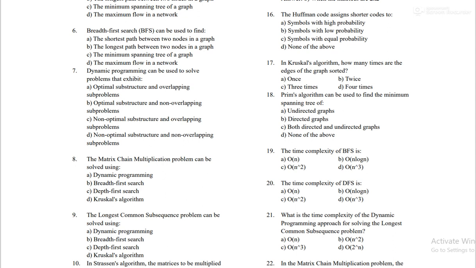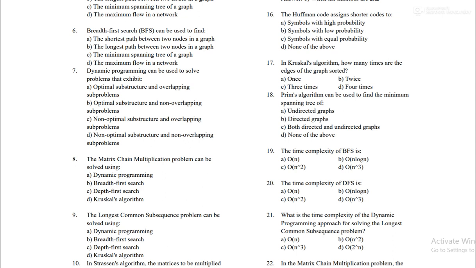Question number 7. Dynamic programming can be used to solve problems that exhibit. Here among the 4 options, the correct option is option A, that is optimal substructure and overlapping subproblems. Question number 8. The matrix chain multiplication problem can be solved using. We know that matrix chain multiplication is a dynamic programming problem, as it finds the recursive solution first and then optimizes it to find the final solution. So for question number 8, the correct option is option A.